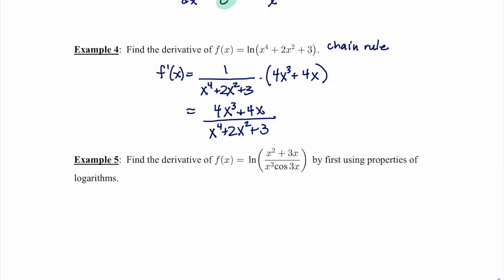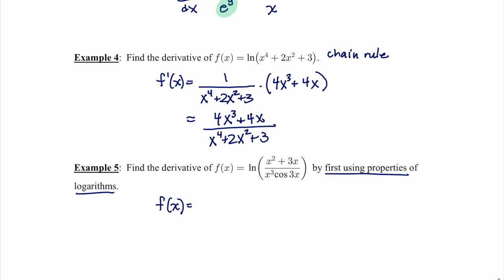In example 5, we want the derivative of this function that's a natural log with a more complicated input. And they're giving us the suggestion, first use the properties of logarithms to simplify before we do the derivative. So if you think about the input here, the input is a quotient that also involves a product. So if we were going to multiply by the derivative of the input, it would get pretty complicated. So rather than straight away doing the derivative for this natural log and then the chain rule, multiplying by the derivative of the input, we'll simplify the natural log first.